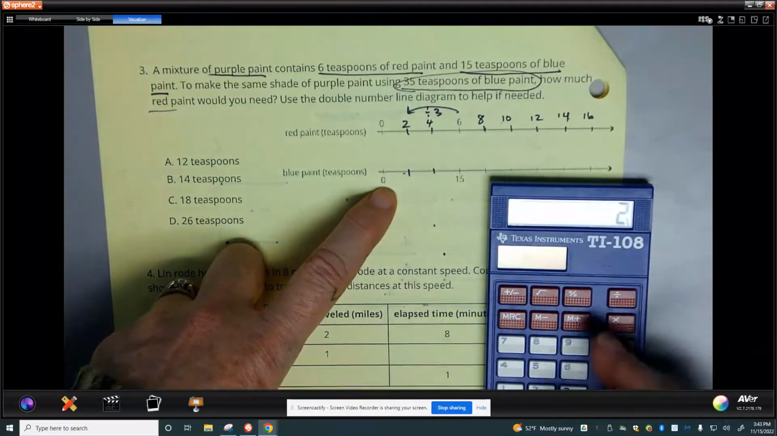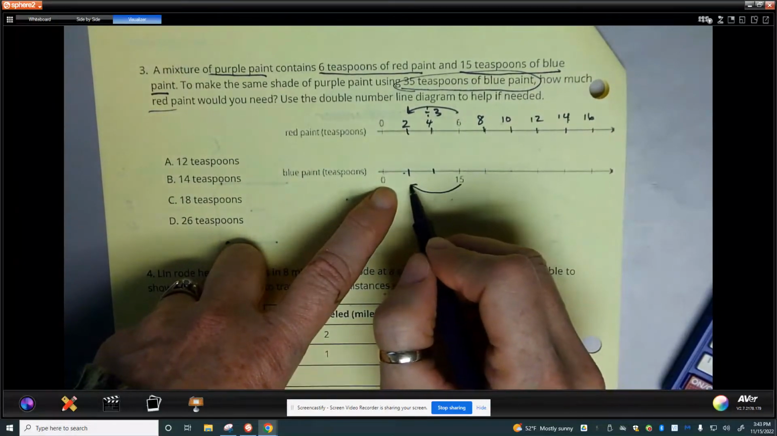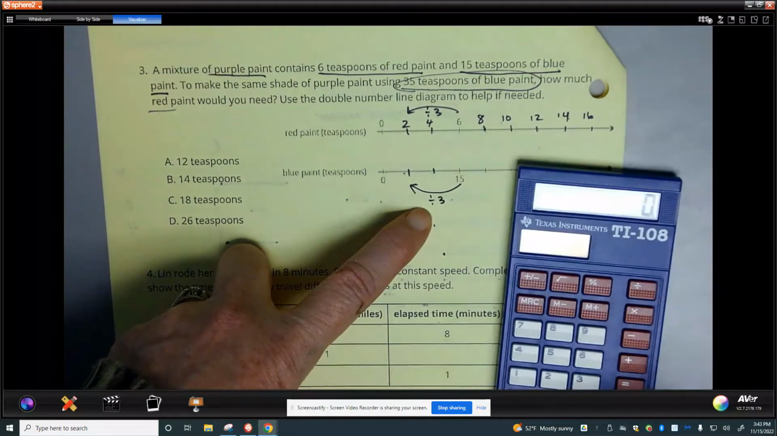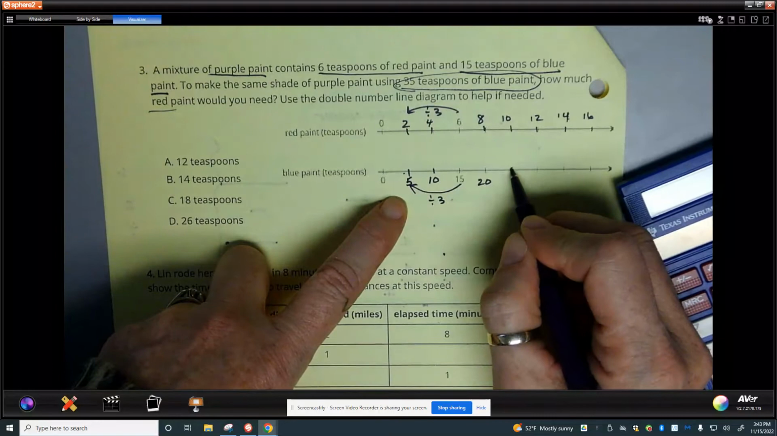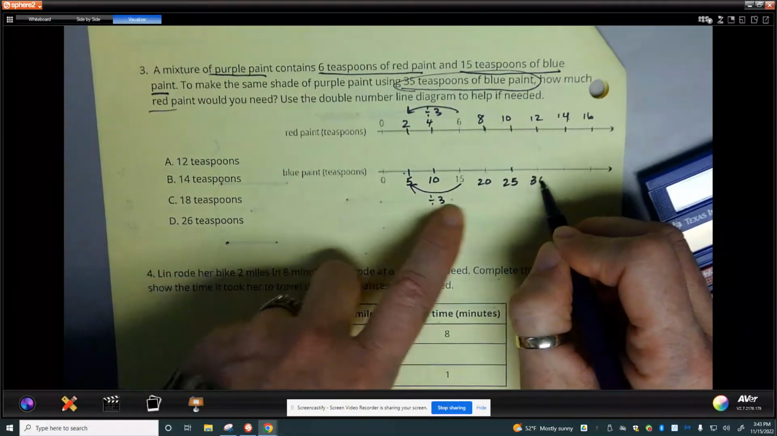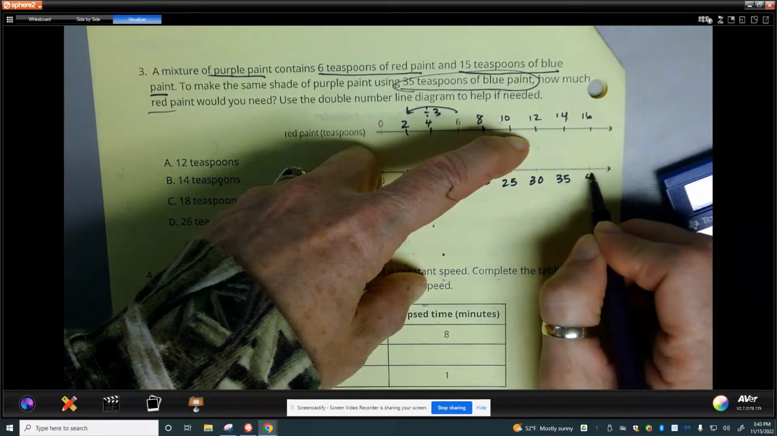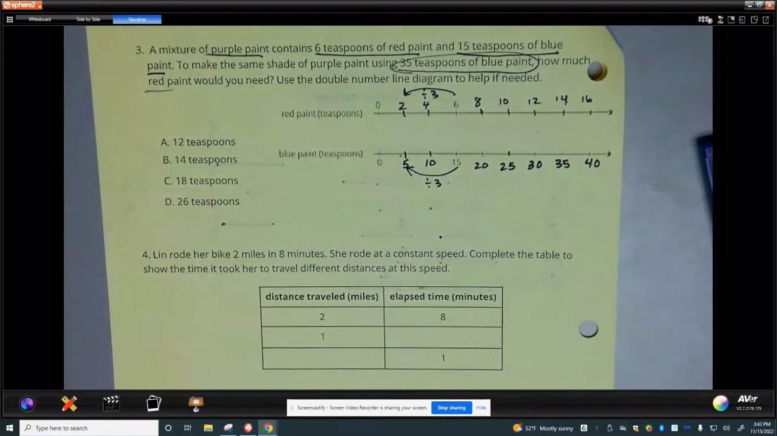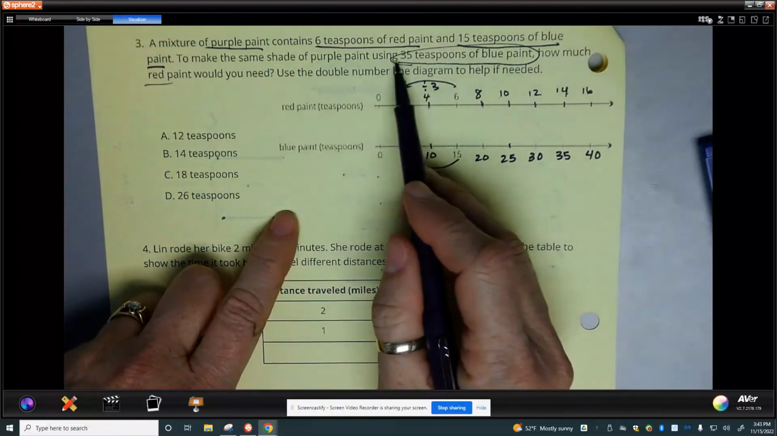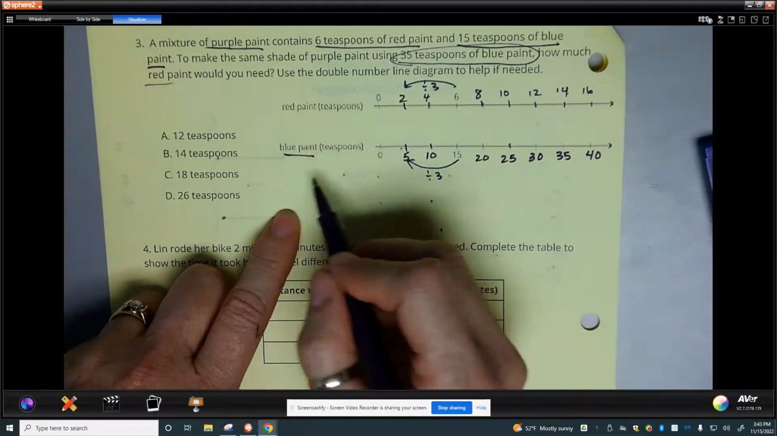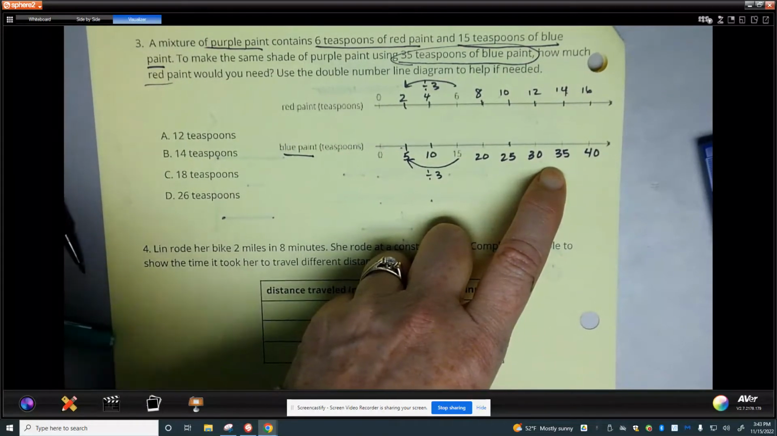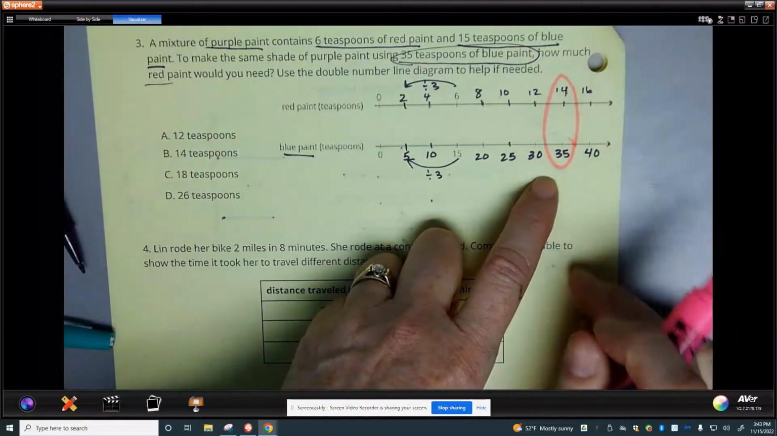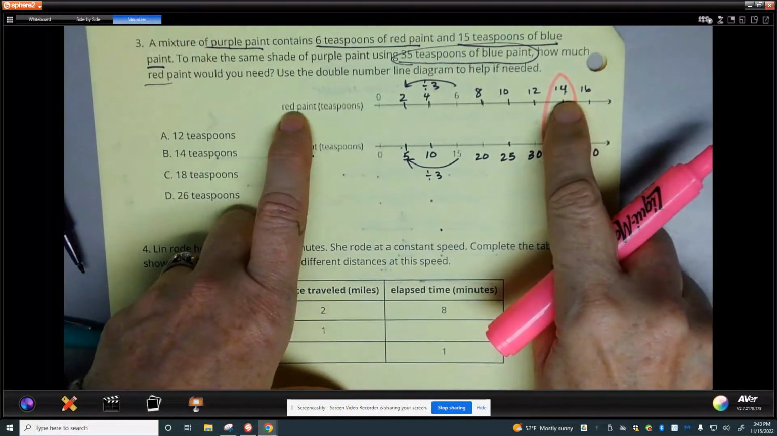And my 3 marks here, so I would do 15 divided by 3, because you have to do the same to both parts of your ratio. 15 divided by 3. This is counting by fives. 5, 10, 15, 20, 25, 30, 35, 40. So I have all my information. So it says when I use 35 teaspoons of blue, here's my blue. I go over to 35. And this is my ratio. At 35 blue, I need 14 red.